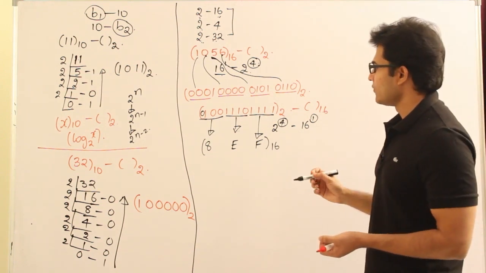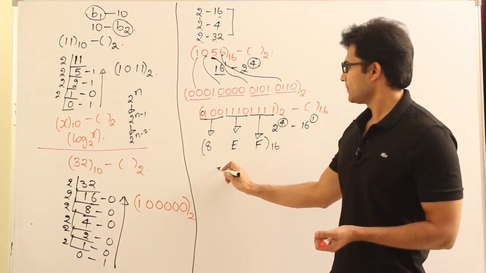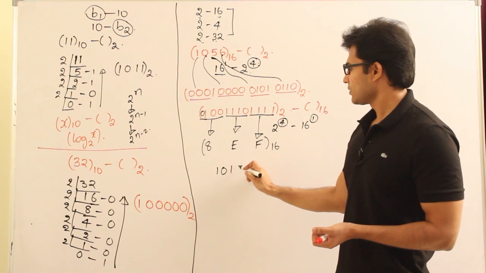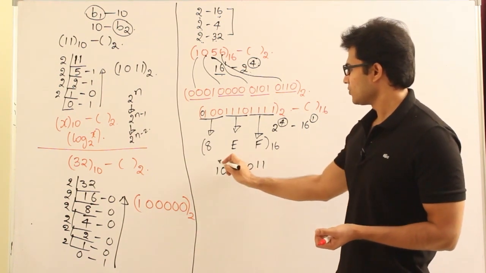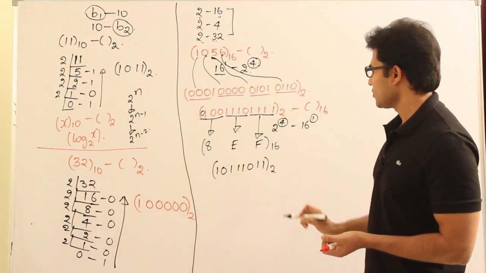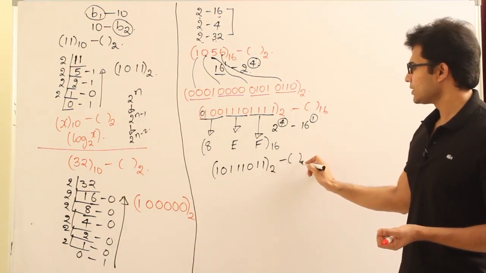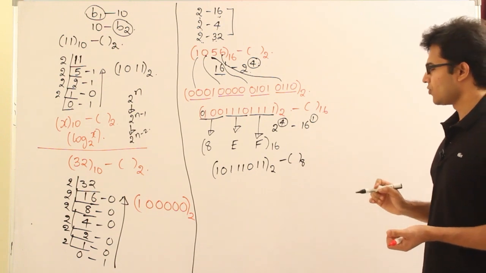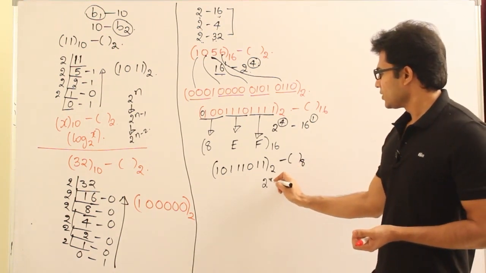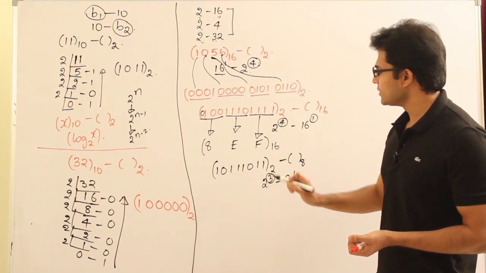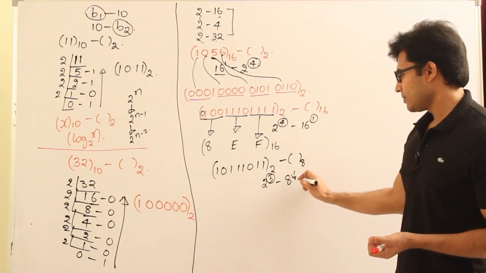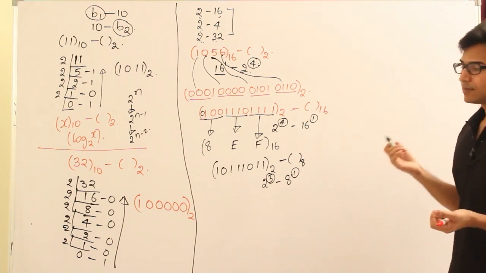For example, if you want to convert, let's say, 101 1 1 0 1 1, which is given in base 2, into base 8, how do you do it? Now we know that 2 power 3 is equal to 8 power 1. What does it mean? Every 3 digits in base 2 should be represented as 1 digit in base 8. That is the meaning of it.